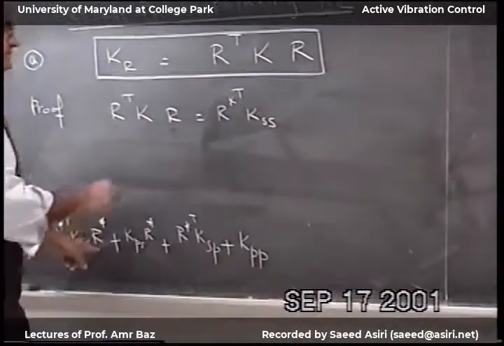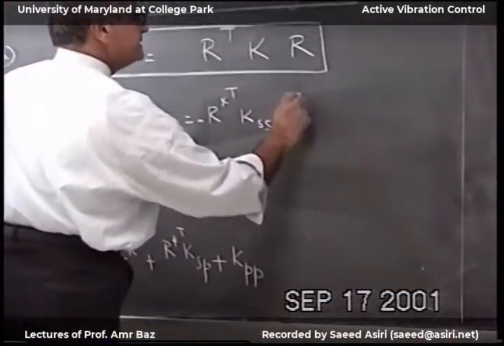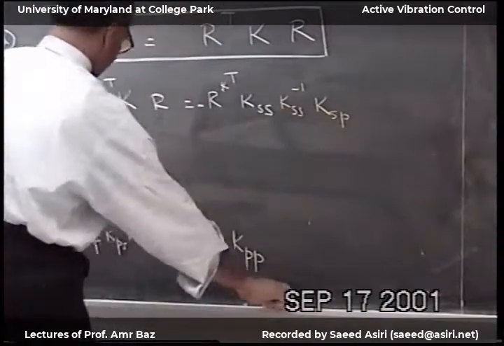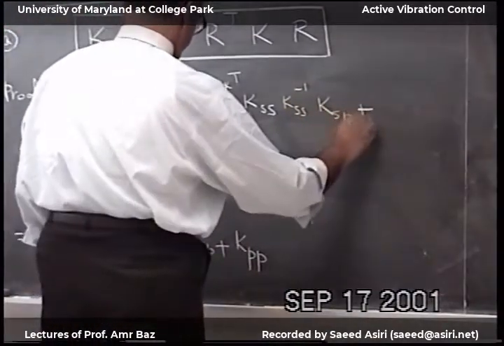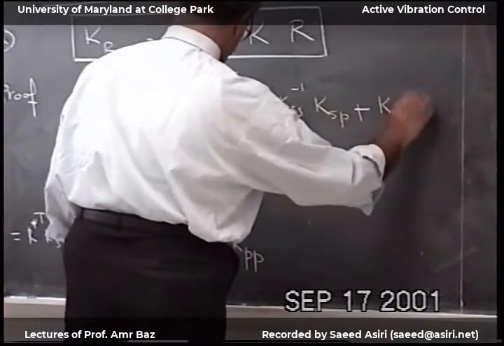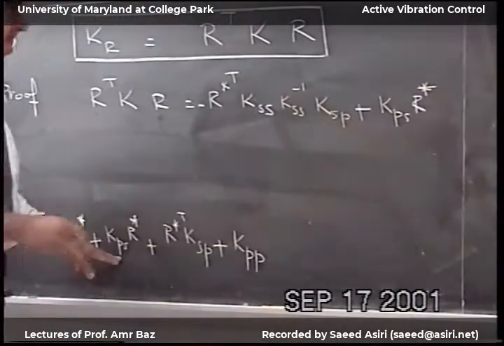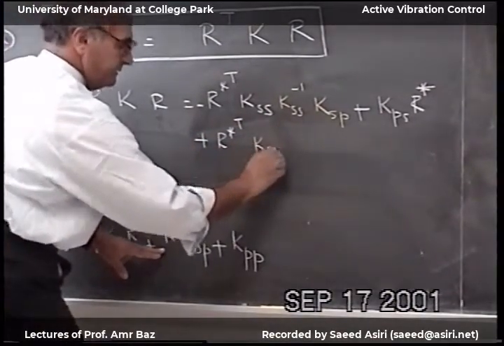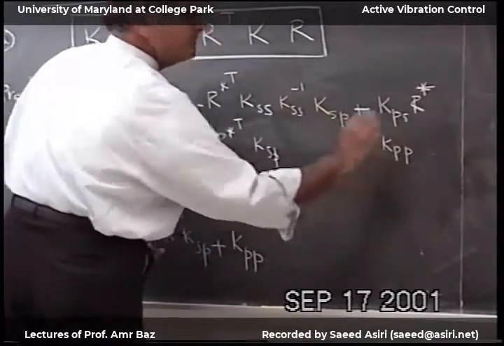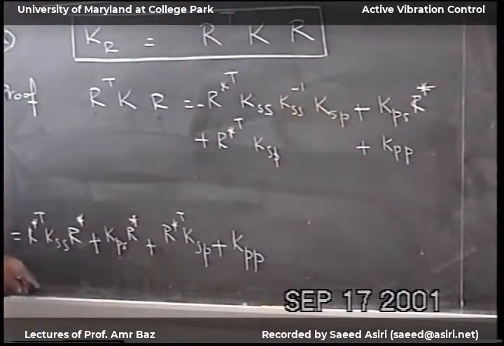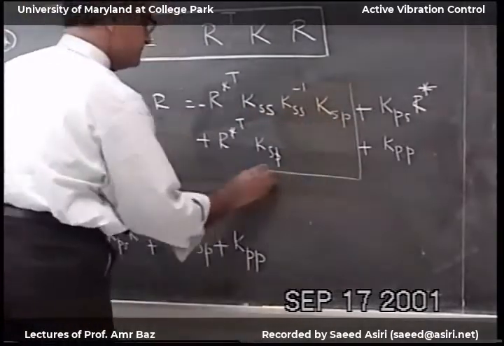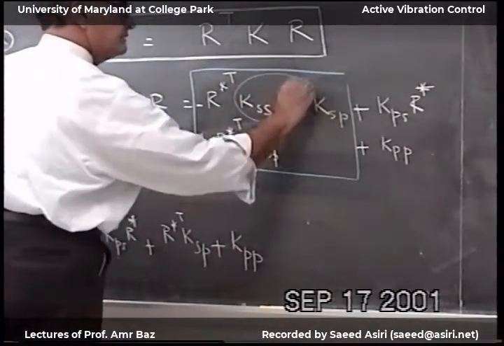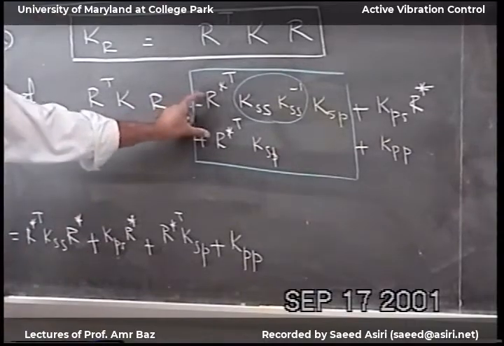And then I'll replace R asterisk by minus KSS inverse KSP. And then here plus KPS R asterisk plus R asterisk transpose KSP KPP. Okay, now if we look at these two terms, they cancel because this is identity matrix, and then this is exactly like this, so this is 0.